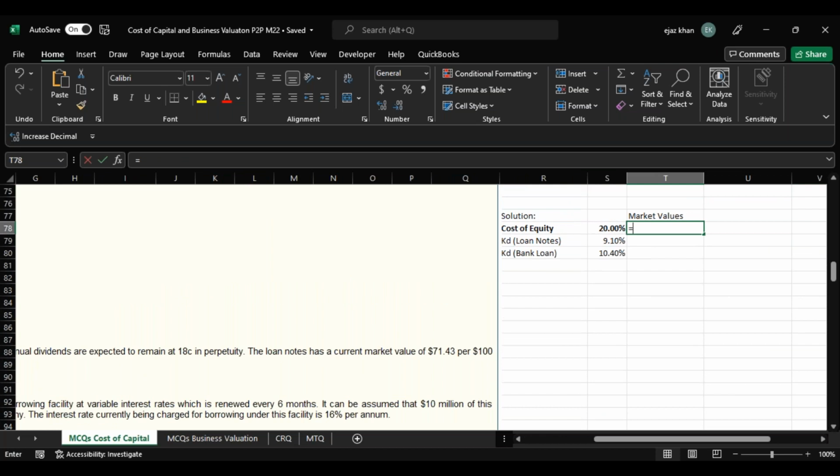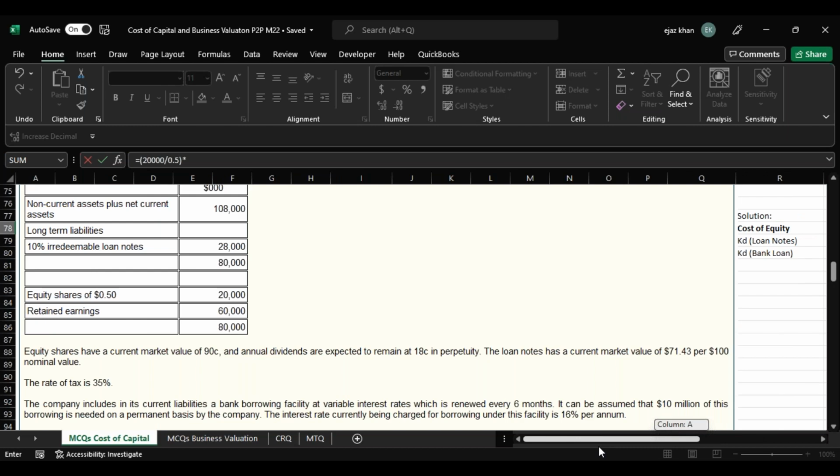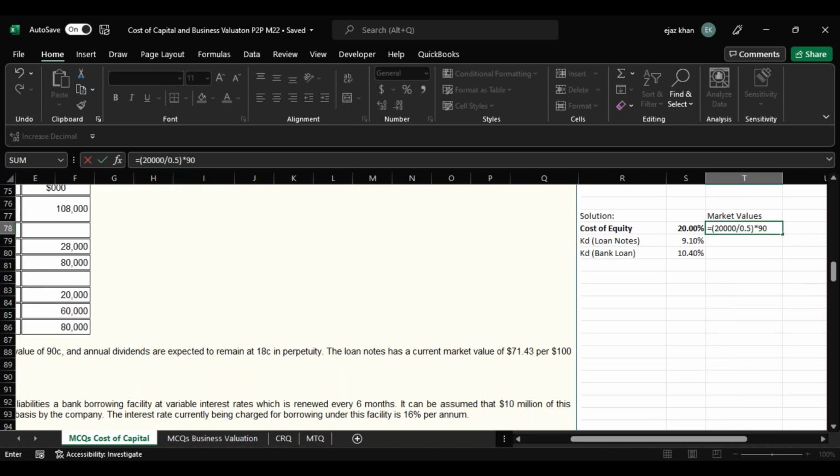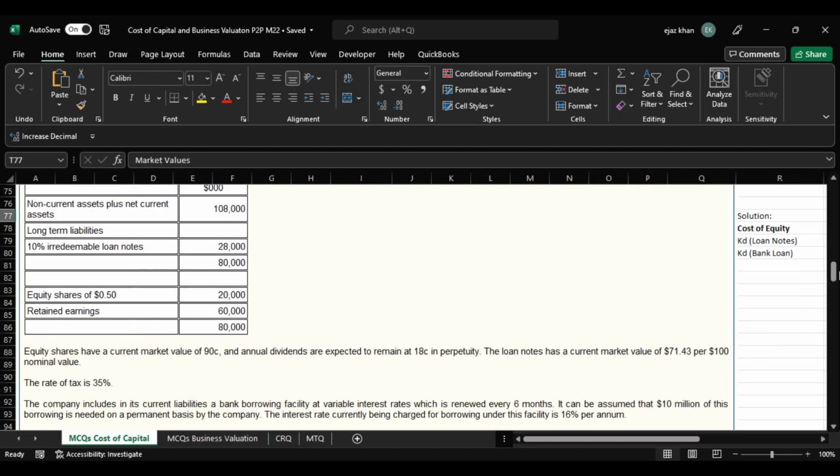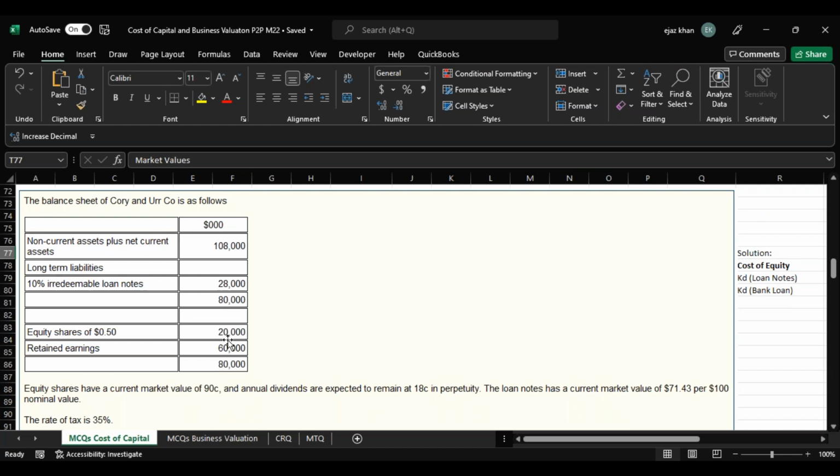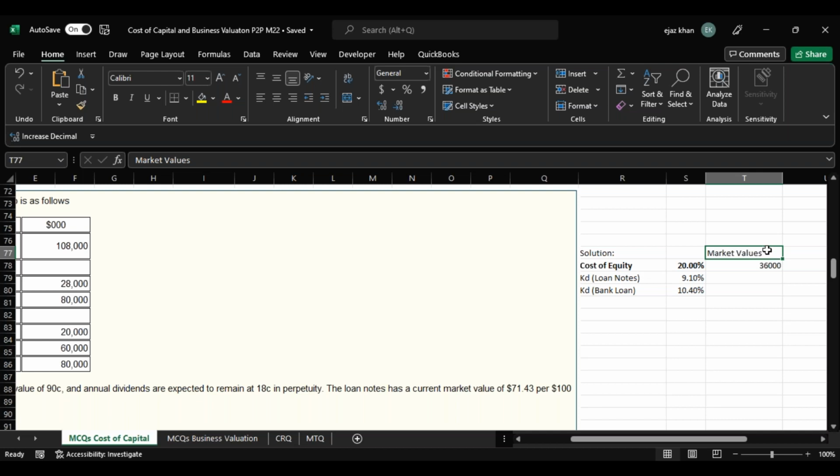So in order to calculate total value, we have to pick 20,000 divided by 0.5 and then multiplied by the market price per share, which is 90 cents. So 90 cents would mean $0.9. So 36,000. And since you know that these values are in thousands, we have to mention the same at the top. So is that clear?